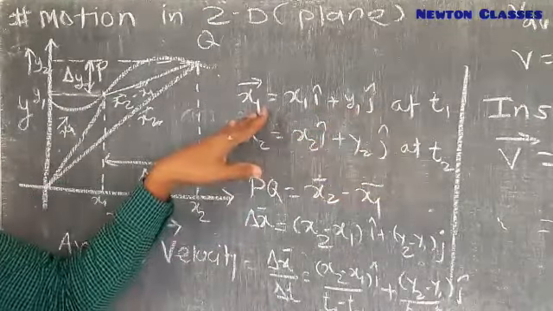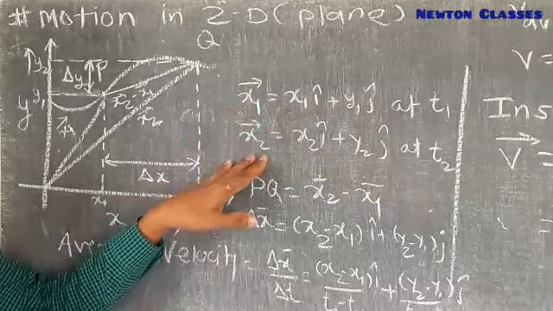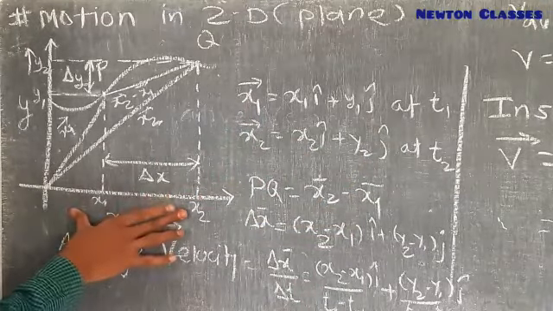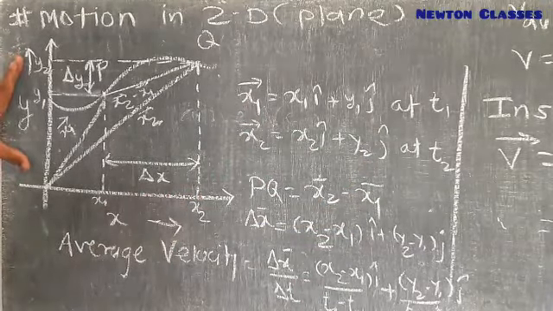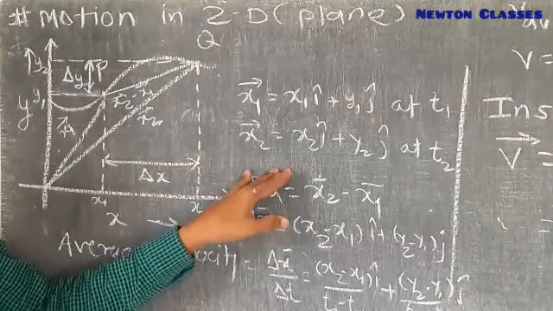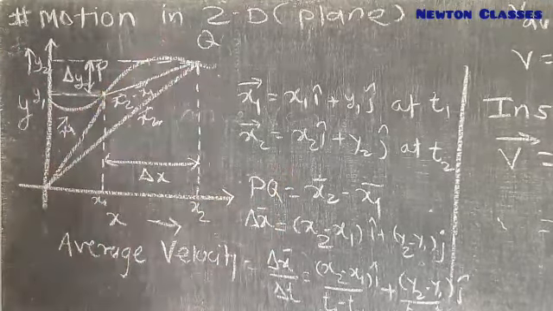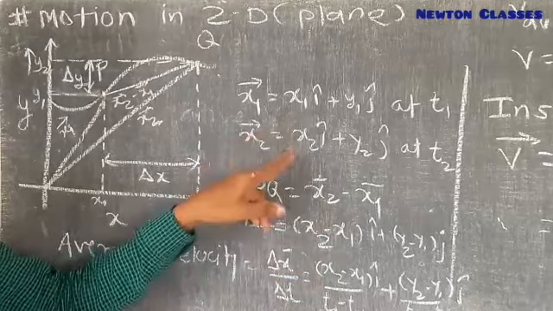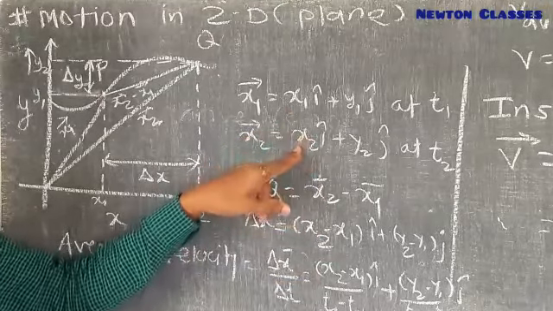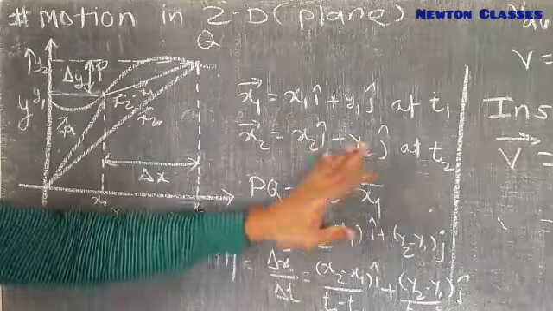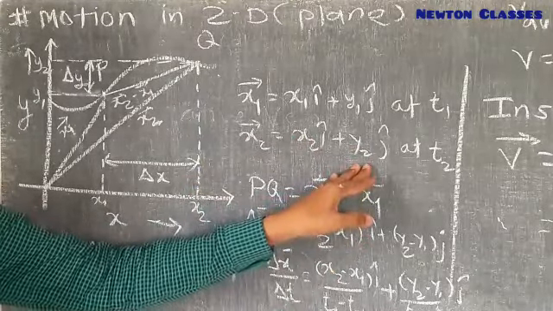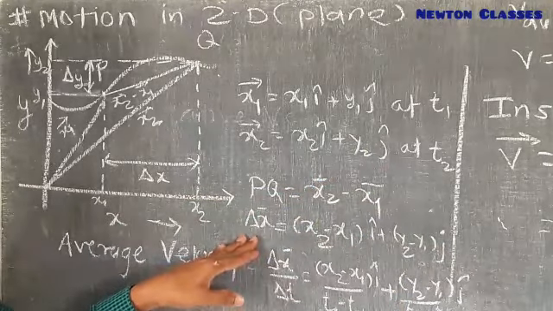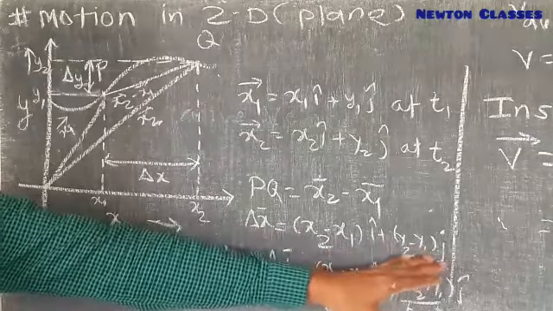So at t1 the displacement of the particle is x1 bar. Similarly at t2 the particle has displacement x2 bar, which is equal to x2 i cap plus y2 j cap. Now we have to calculate the displacement PQ, which is also a vector quantity, denoted by delta x bar, the difference between the two displacements. We subtract the components along x into i cap, plus the subtraction of the components along the y direction into j cap. Therefore delta x bar is equal to (x2 minus x1) i cap plus (y2 minus y1) j cap.